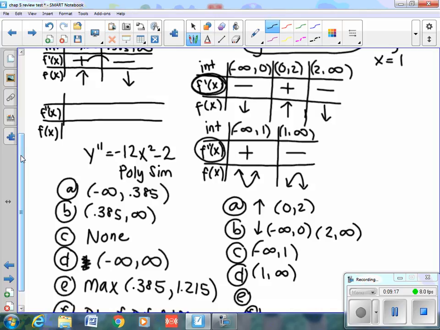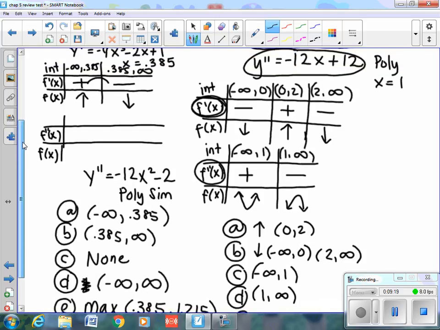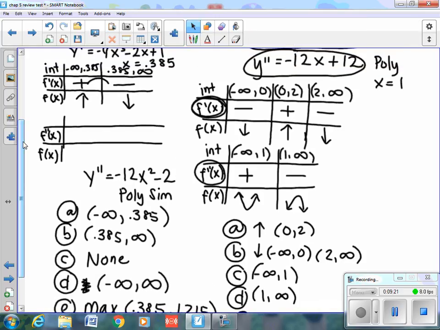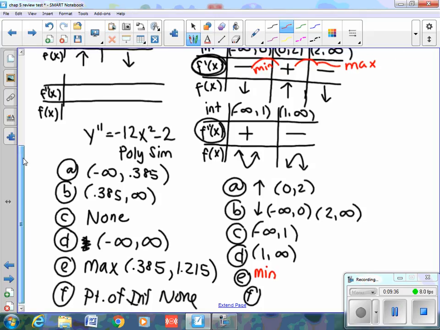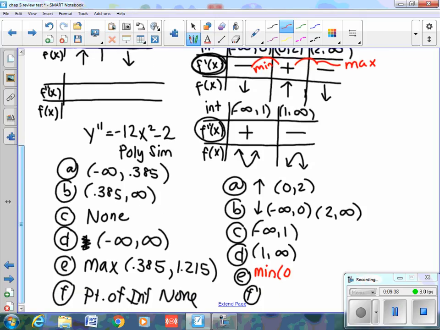Okay, now comes the next part, the E. The E test for right here, there's a min and there's a max. Everybody see that? There's a min and there's a max. This is the min and this spot's the max. So I'm going to write that down. There's a min at 0, comma something, and there's a max at 2, comma something.